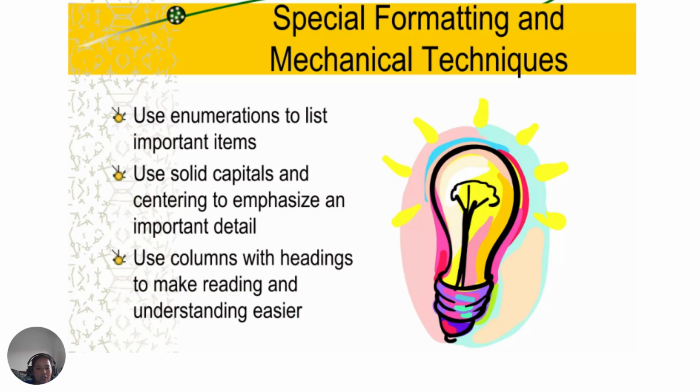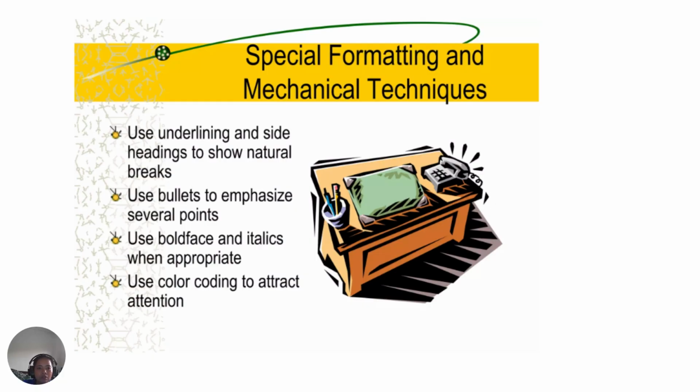You need to use columns with headings to make reading and understanding easier. If there is, for example, scheduling, you can put it in columns. Or a copy of the program, you can put it in columns so that it's easy for them to understand. Use underlining and side headings to show natural breaks. Use bullets to emphasize several points. Use boldface and italics when appropriate, and use color coding to attract attention. Try to put bold on the title of the celebration, for example, if you want to put emphasis on it.